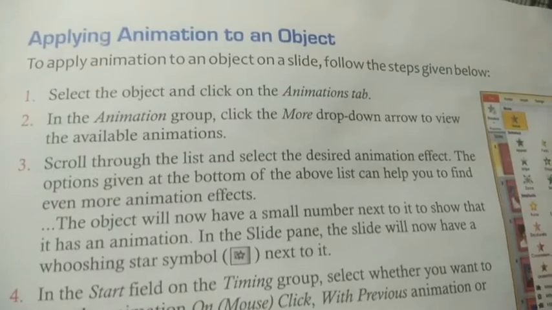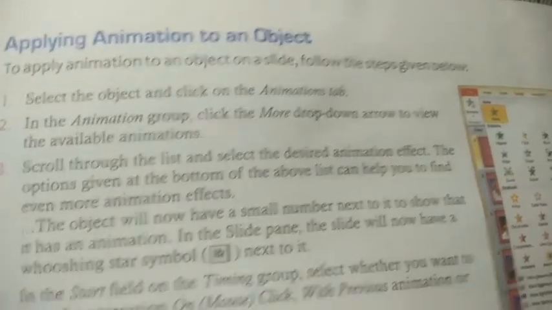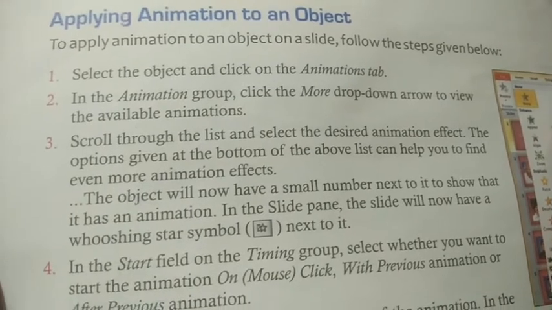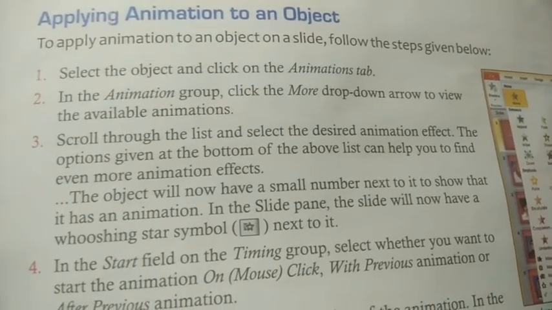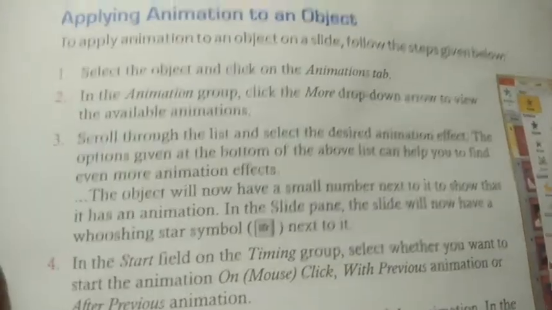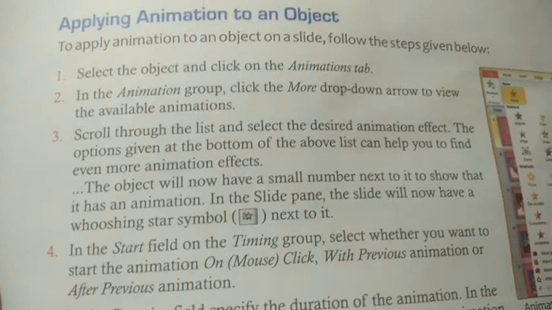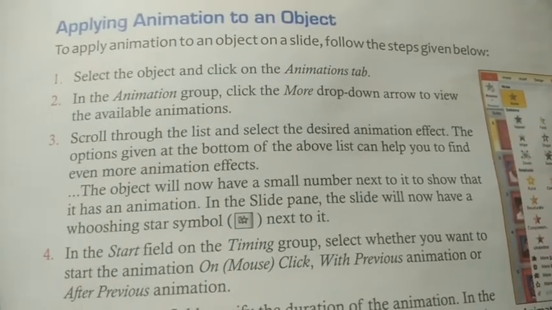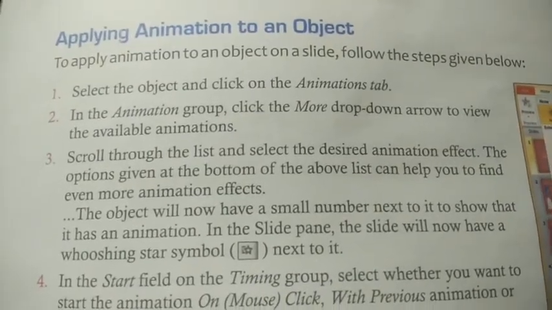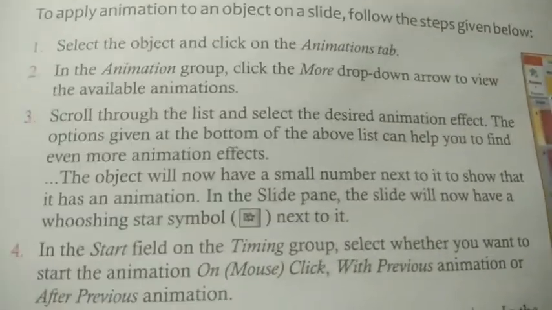Then next, students, applying animation to an object. To apply animation to an object on a slide, follow these steps. Number first, select the object and click on the animation tab. Then in the animation group, click the more down arrow to view the available animations. Then scroll through the list and select the desired animation effect. The options at the bottom of the list can help you find even more animation effects. The object will now have a small number next to it to show that it has an animation.